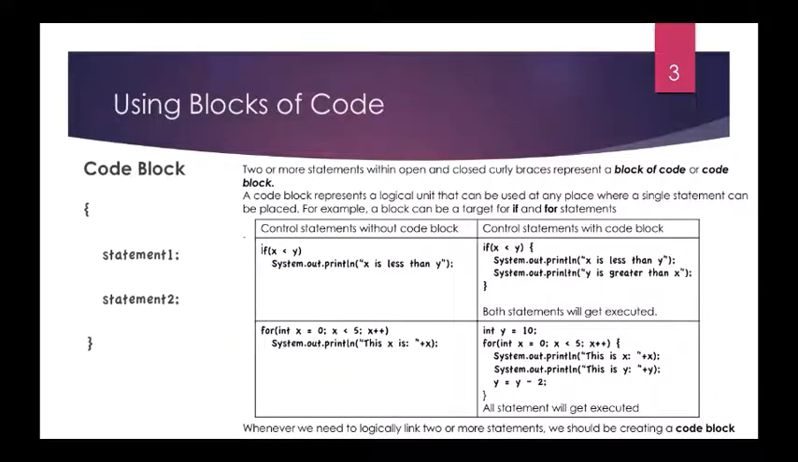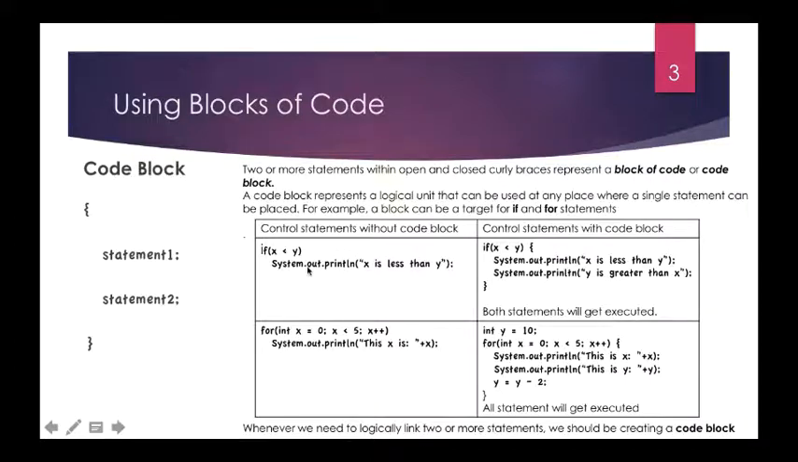Two or more statements within open and closed curly braces represent a block of code or code block. A code block represents a logical unit that can be used at any place where a single statement can be used. For example, a block of code can be a target for if and for control statements. The table below provides examples of control statements without a code block and control statements with a code block.